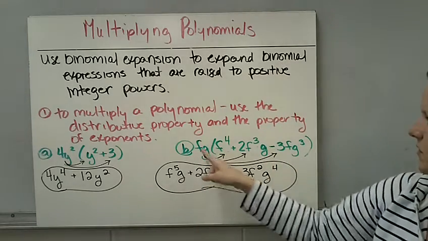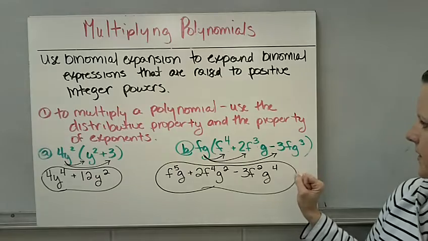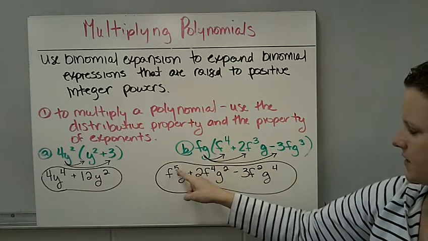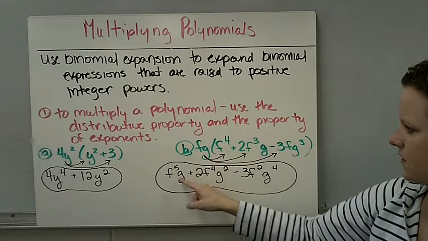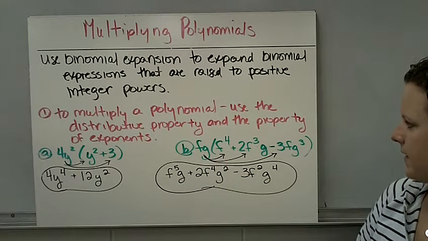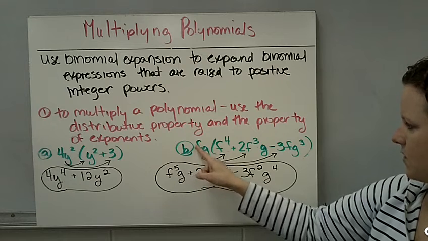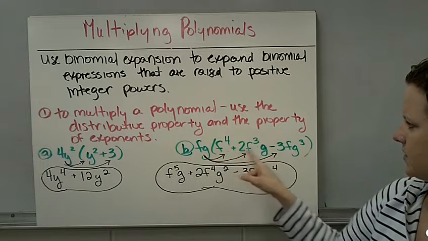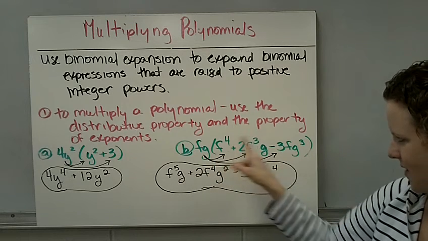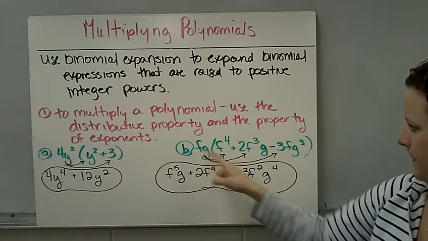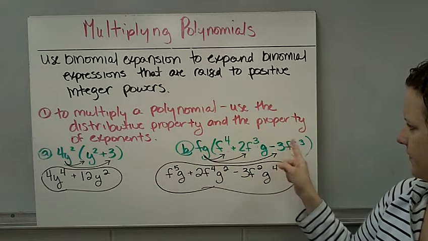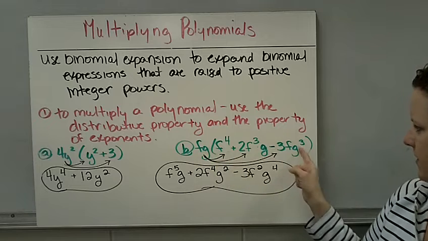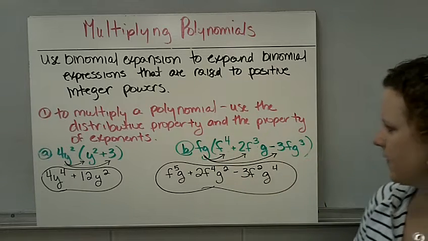Next one, we distribute all the way through the parentheses. Fg times f, the f's, you add the exponents together, you get a 5. There's no g term, so it's g to the first power. No coefficient, so the 2, 1 plus 3 is 4, g plus g, so 1 plus 1 is 2. Negative 3, f, both 1's, add them together to get 2. G to the first power, g to the third power, add together to get 4.